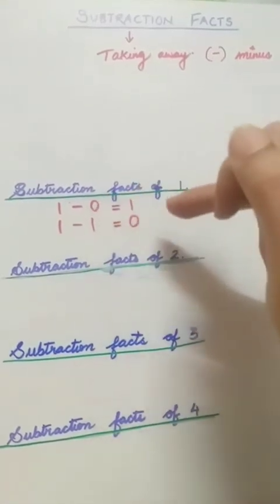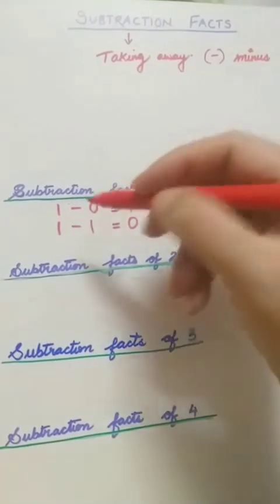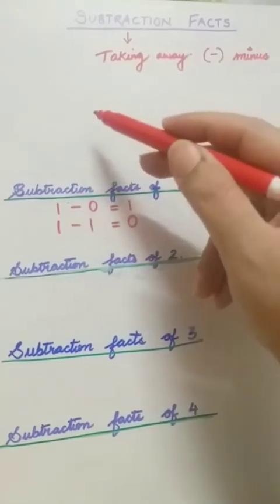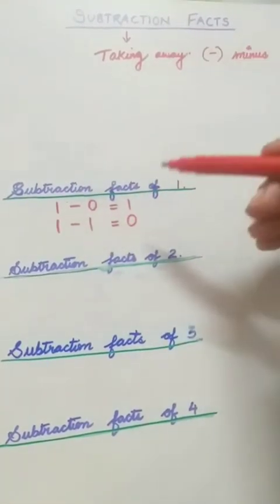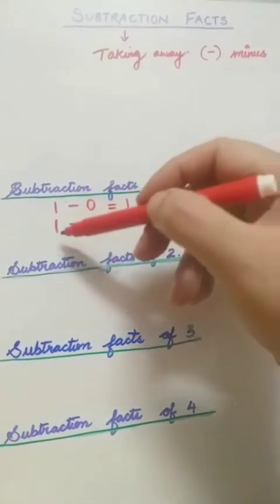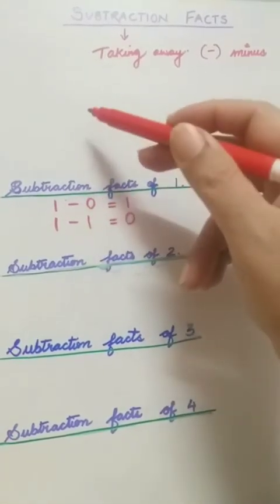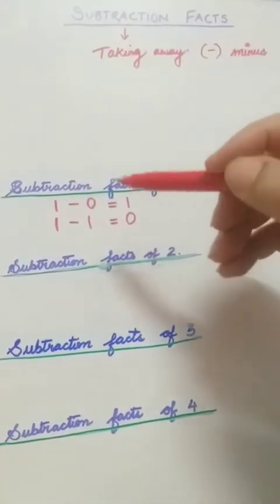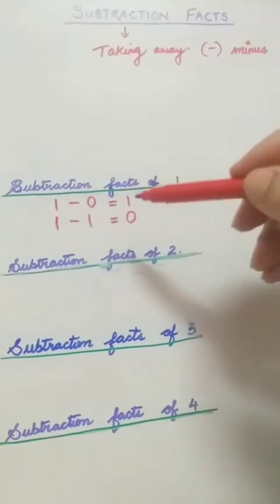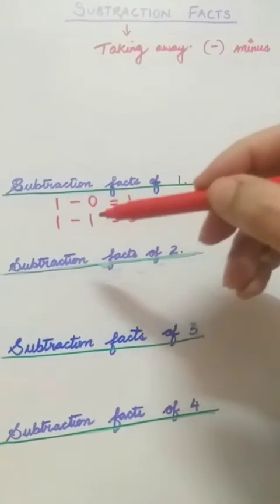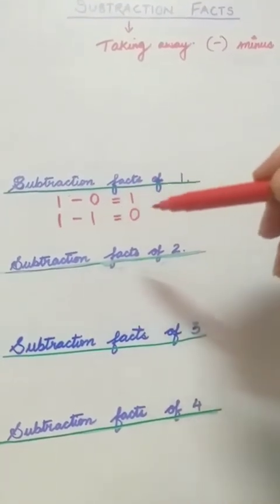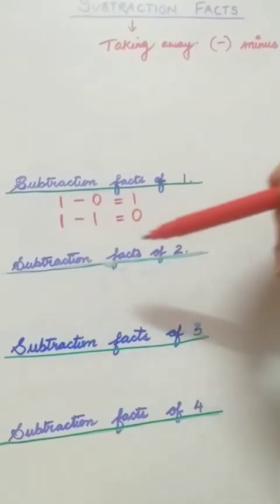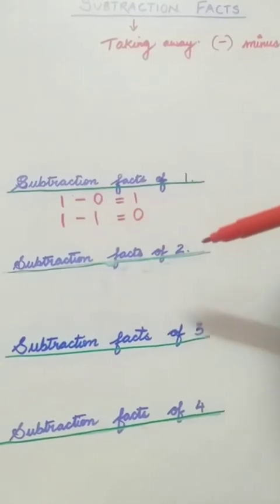So there are two subtraction facts of 1. 1 minus 0, when we had 1 and from 1 we have taken away nothing, so 1 was left. 1 minus 1, when we had 1 and from 1 we have taken away 1, 0 were left. So 1 minus 0 is equal to 1 and 1 minus 1 is equal to 0. Now we will move on to the subtraction facts of 2.